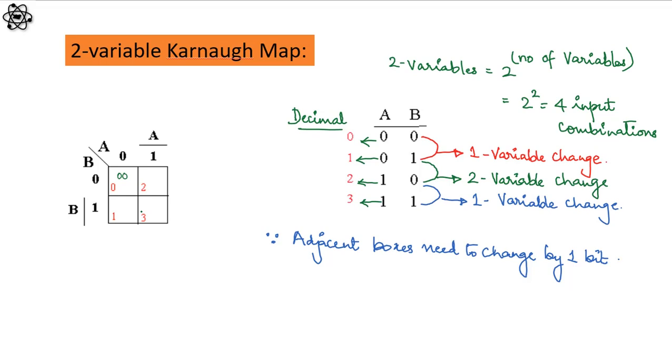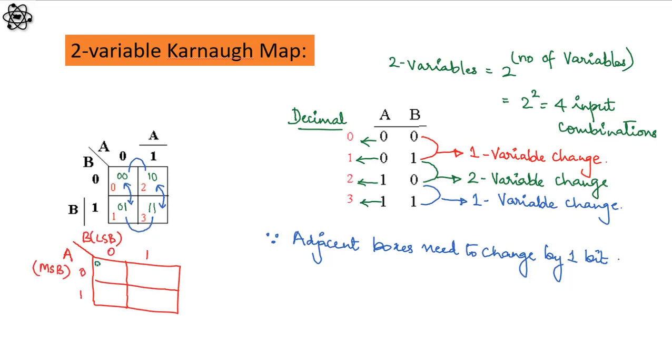Now, the Karnaugh map can be drawn in two ways. In this particular case, we have considered the MSB bit on the upper end and the LSB bit at the lower end. So the decimal notations have been placed as 0, 2, 1 and 3. But if we draw the Karnaugh map by considering the LSB at the upper end and the MSB at the lower end, then the position of the decimal notations will also change.